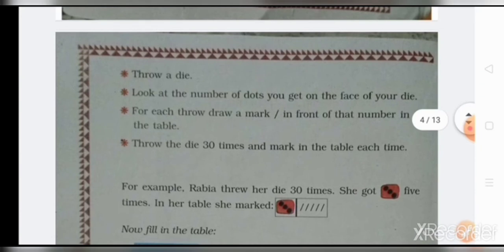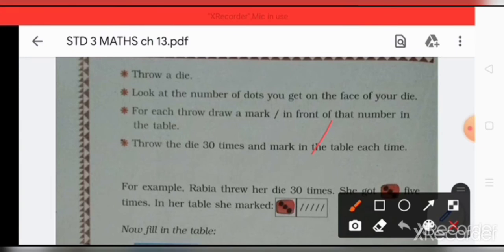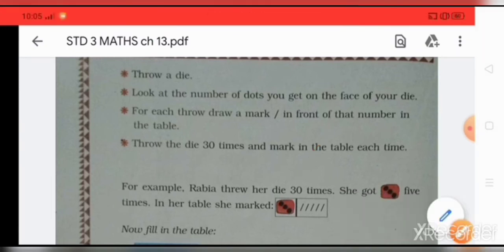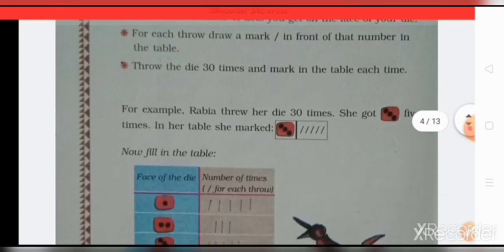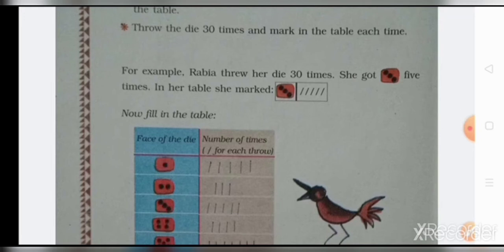Throw a die. Look at the number of dots you get on the face of your die. For each throw, draw a mark, a dash. You can draw this mark in front of that number in the table. Throw the die 30 times and mark in the table each time. For example, Rabia threw her die 30 times. She got 5 three times. In her table she marked 3, 5.